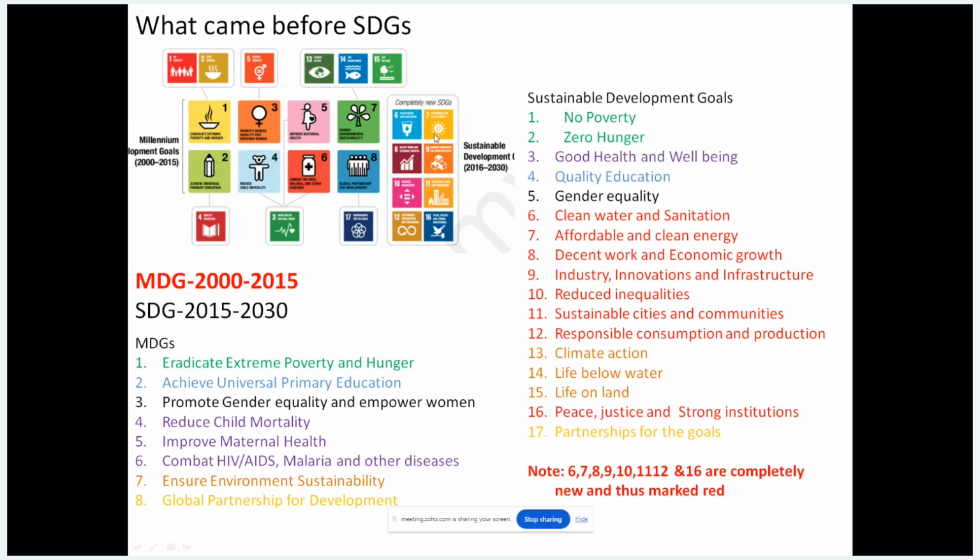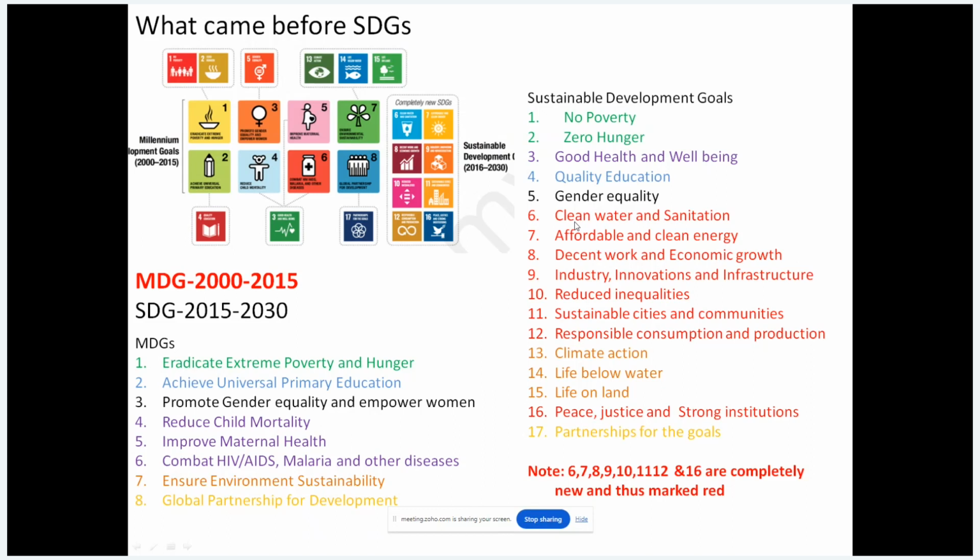This is 7 here, but here it is 14. Sorry. So this 7 is ensure environmental sustainability. So for ease of understanding, this chart, I mean the whole table, has been prepared, and the interconnected MDGs and sustainable development goals are given in the same color, right?